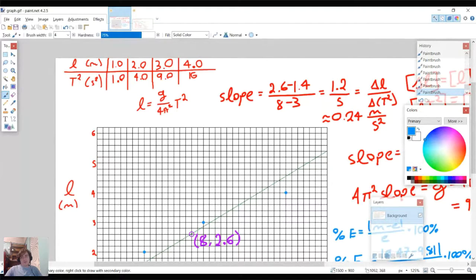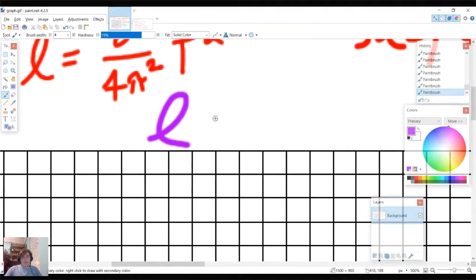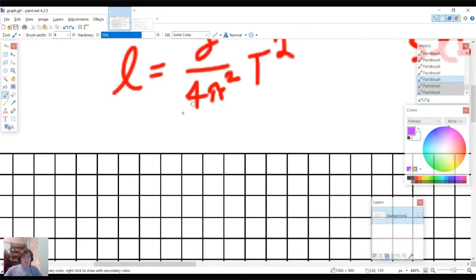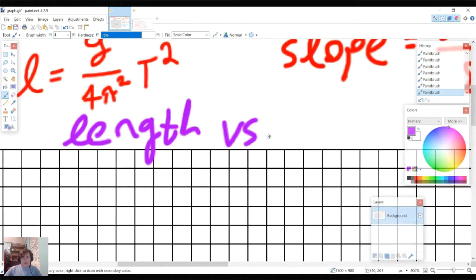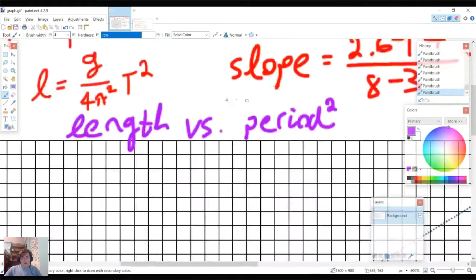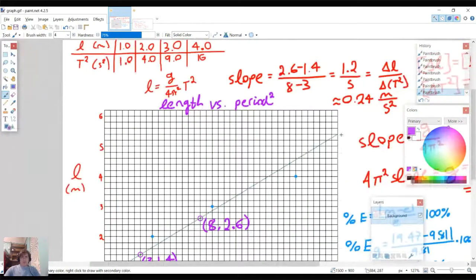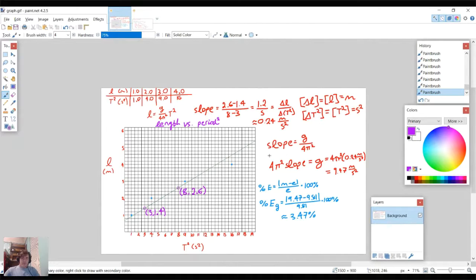Another thing you might lose points on is not titling your graph. Say, length versus period squared. I don't think that's required for the AP exam, but some teachers are kind of nitpicky about that. But I mean, do what you must. Do what you have to do. This is optional. The circling is optional. Everything I put in purple is optional.